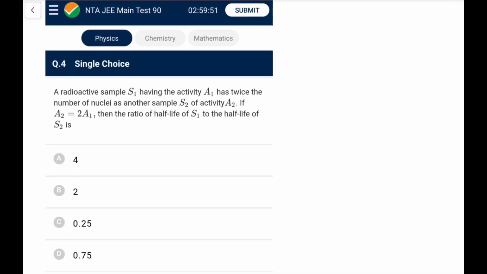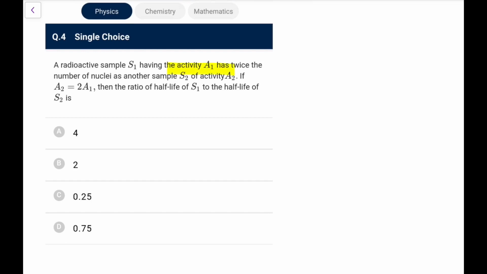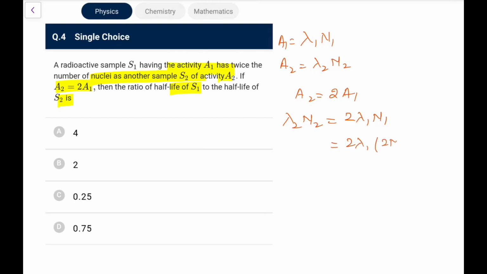Next, a radioactive sample S1 has an activity A1 and has twice the number of nuclei as S2 having activity A2. If A2 is twice of A1, then what is the ratio of half-life of S1 to half-life of S2? Okay. So the activity of S1 is lambda 1 N1, which is A1, and for A2 it is lambda 2 N2. And the number of nuclei has doubled. First of all, given A2 is twice of A1, put it here. So lambda 2 N2 is 2 lambda 1 N1. Now N1 has twice the number, so it is 2 times N2.